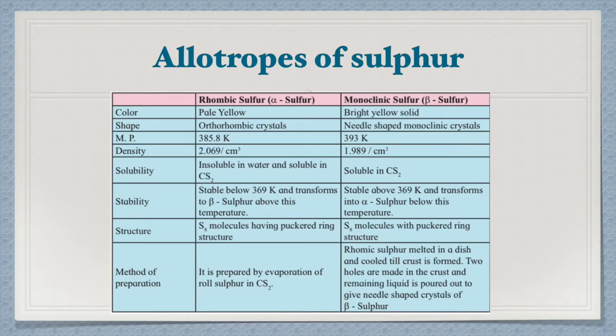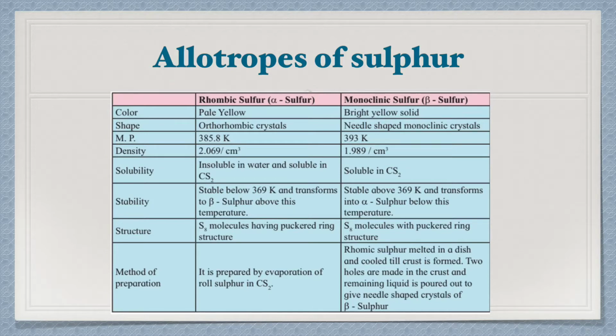Next one we will see is the method of preparation, which is very important. The first one, rhombic sulfur, is prepared by evaporation of roll sulfur in carbon disulfide, whereas for monoclinic sulfur we use rhombic sulfur. That means rhombic sulfur is melted in a dish and cooled till what is formed? The crust is formed.